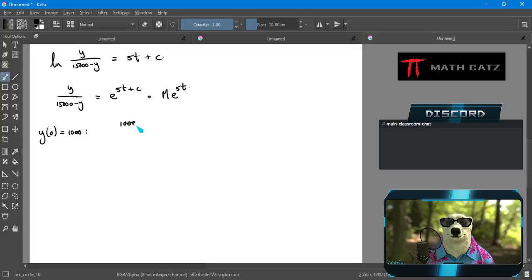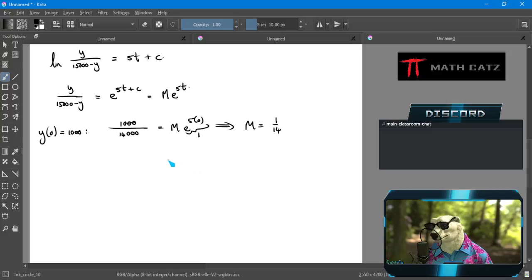So if I plug in 1,000 for y, I have 14,000 in that denominator. That's going to be m times e to the 5 times 0, which is, of course, not 0, you goof, 1. And I get m is 1 over 14. Perhaps not the most convenient, but there it is. It tends to have some fractions, and I don't want to write them as decimals because they are non-terminating decimals. But if you want to write them in decimal form, go right ahead.